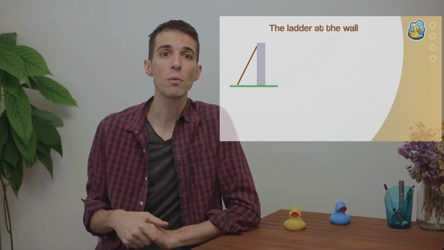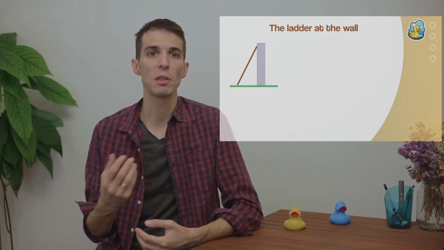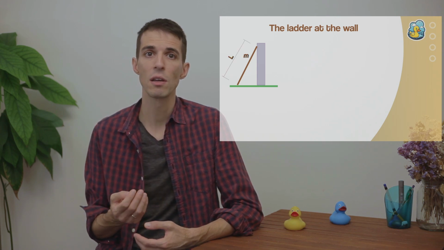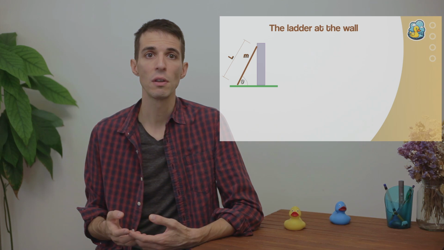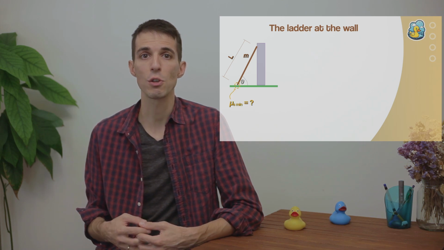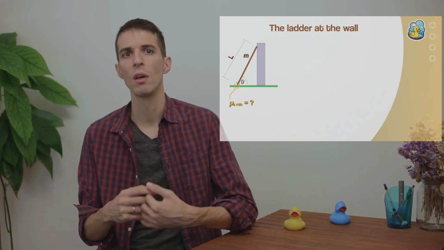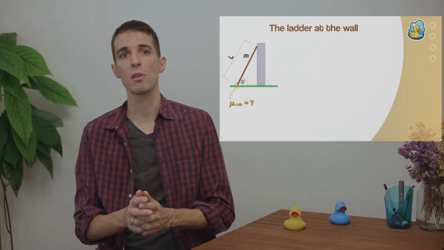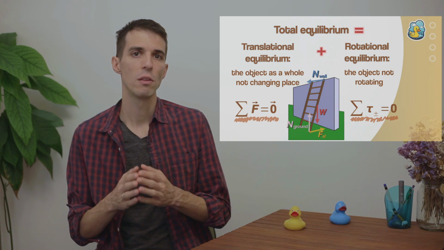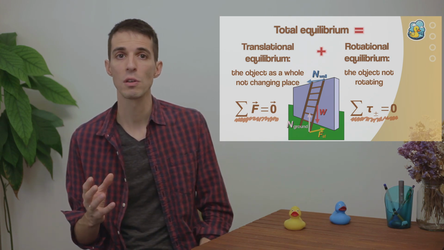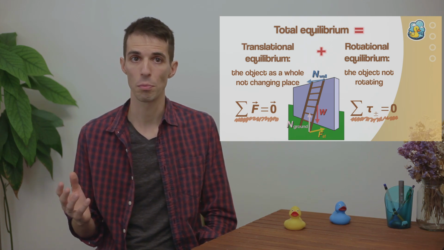Again, we'll start with natural parameters that can be known about this arrangement: the mass of the ladder, its length, the angle it makes with the ground, and we are looking for the minimum coefficient of static friction that ensures the ladder doesn't slip. For the ladder to stay in place, it needs to be in equilibrium. This means the sum of all forces and the sum of all torques must both be 0.